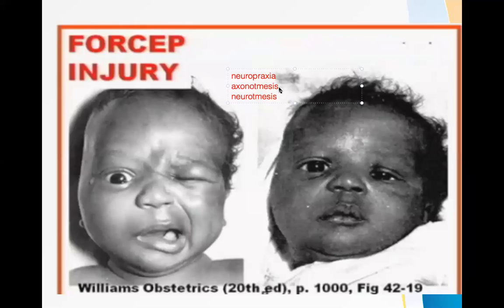So this can also recover in time, whereas neurotmesis is a complete division of the nerve. It's a complete cut of the nerve into 2 pieces. So without any surgical treatment, this nerve cannot regenerate. But if we join this nerve quickly after the injury, then it can also come back to normal function. So probably in this case, this is a neuropraxia type of injury. So the baby has recovered on its own. Okay, so let's move on.